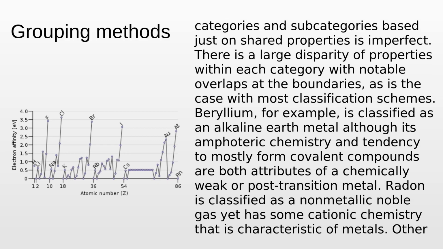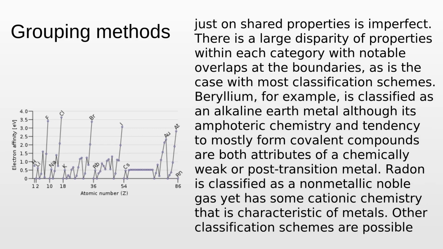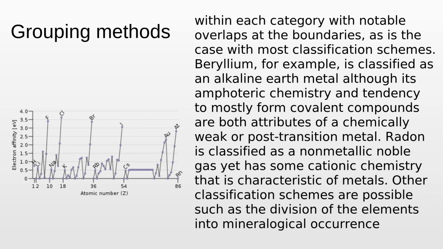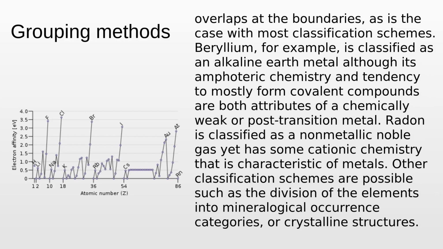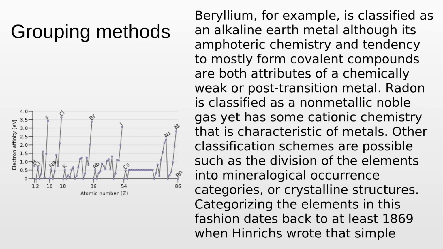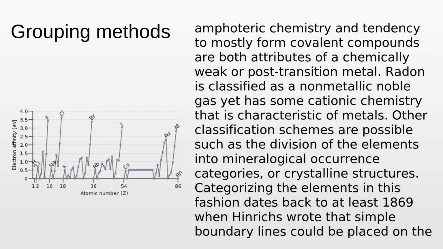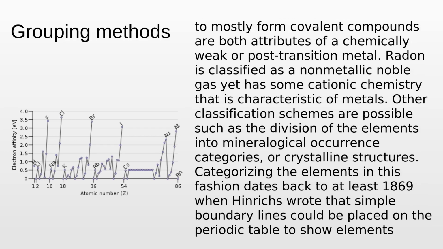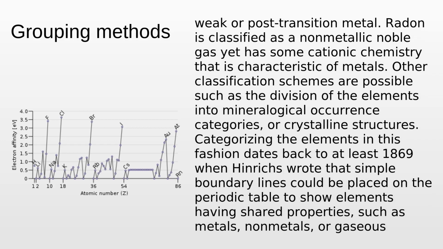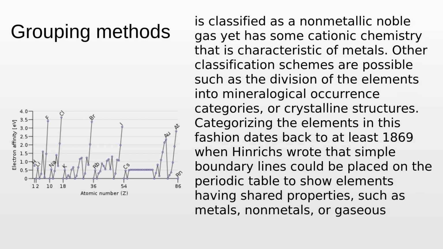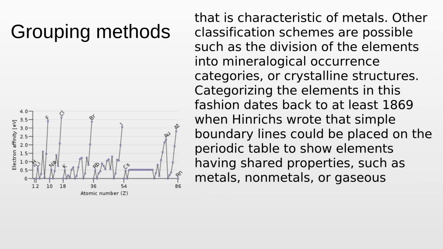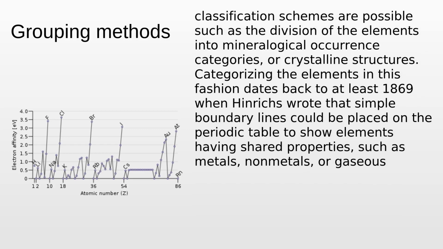Placing elements into categories and subcategories based just on shared properties is imperfect. There is a large disparity of properties within each category, with notable overlaps at their boundaries, as is the case with most classification schemes. Beryllium, for example, is classified as an alkaline earth metal, although its amphoteric chemistry and tendency to mostly form covalent compounds are both attributes of a chemically weak or post-transition metal. Radon is classified as a non-metallic noble gas, yet has some cationic chemistry that is characteristic of metals.